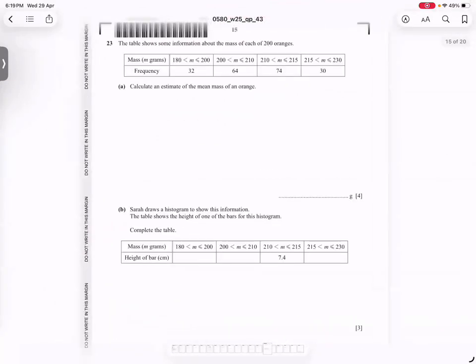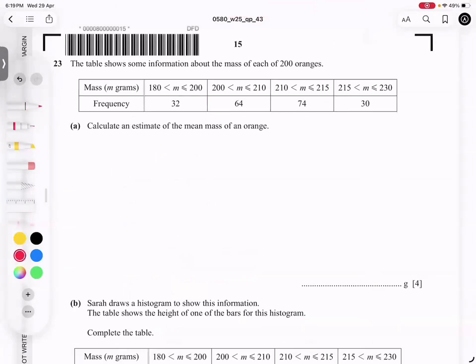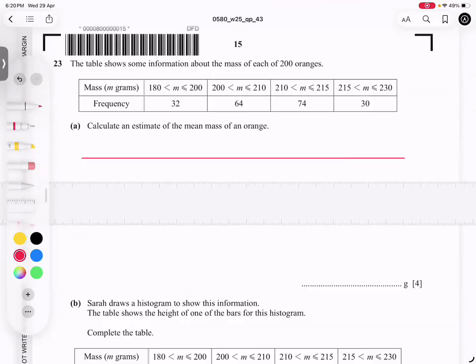Next question, we have number 23. He has given: estimate the mean of the oranges. He has mentioned 200 oranges are there. And what will students do in this kind of question? We will make two extra columns. Okay, one column or two columns is enough for us. First value, I will take it.